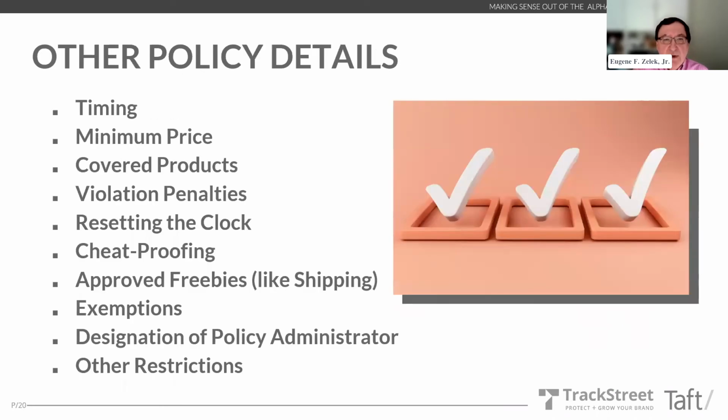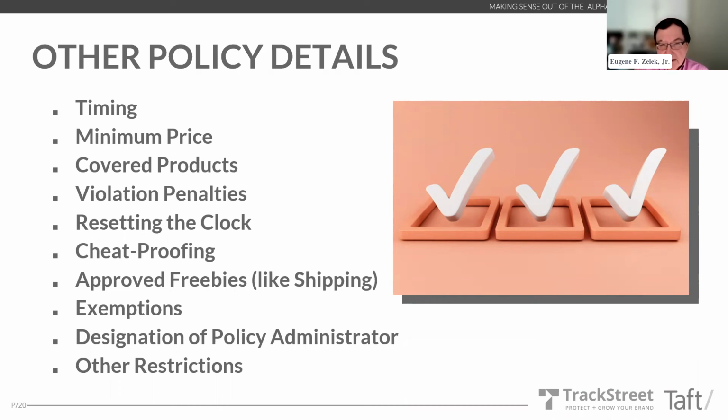Okay, other policy issues. What's the timing of the policy going to be? When is it effective? There's usually a ramp up period. You usually don't just say tomorrow our policy is effective and we're going to be taking down names of violators. Usually give some ramp up time. We've had it as long as several months. More typical is 30 days or less.